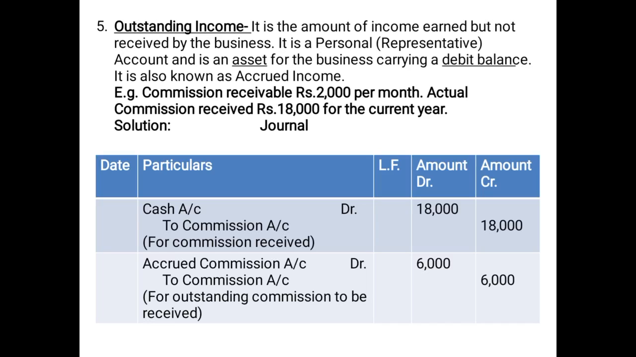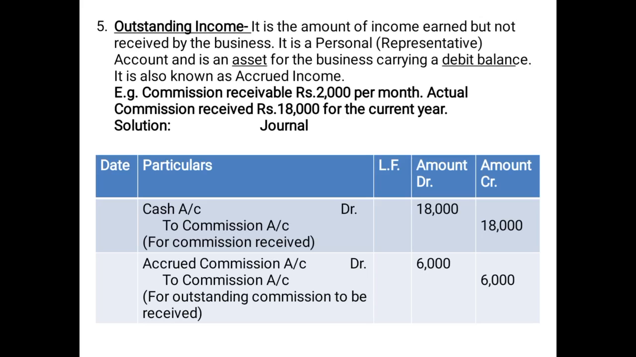Moving ahead with outstanding income. It is just the opposite of outstanding expense. That means outstanding income means that income, the services for which have been rendered, has become due, but it has not yet been received. Now, since the business has given the service, the income has fallen due, but it has not been received.